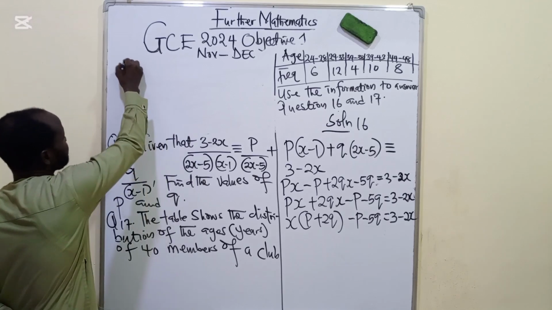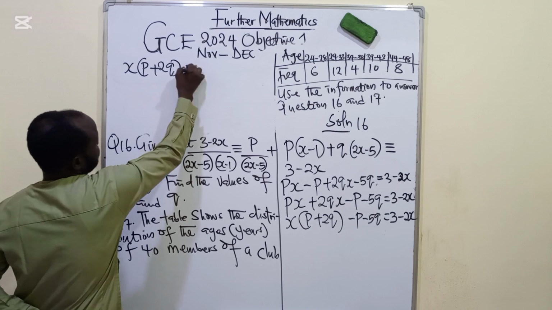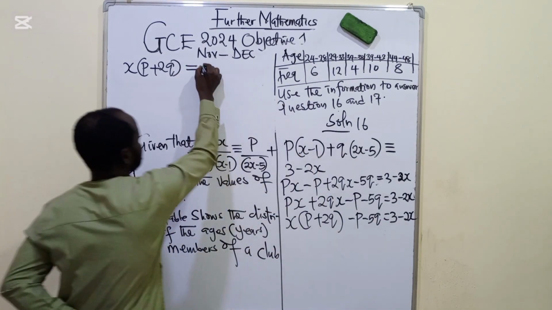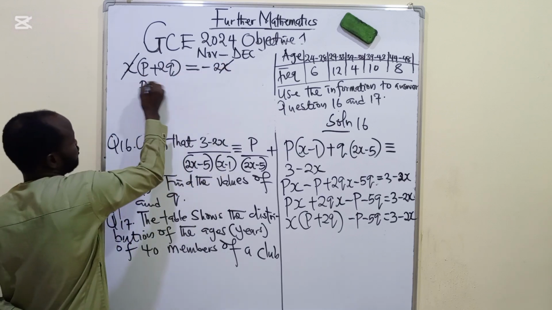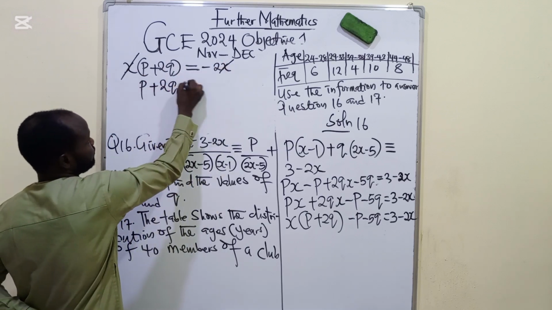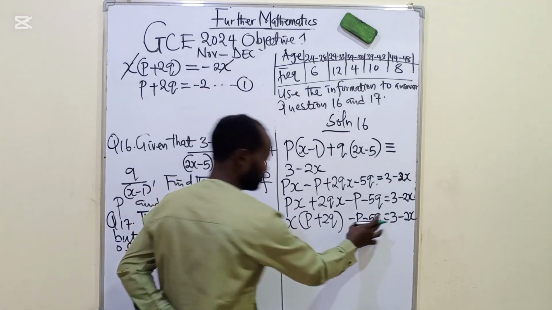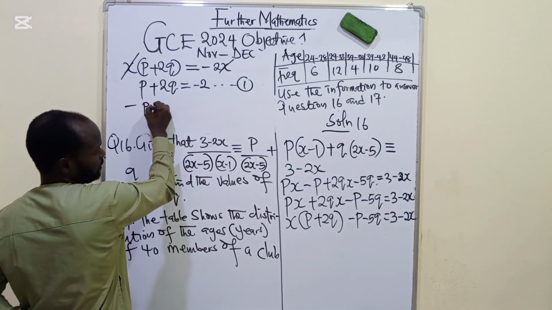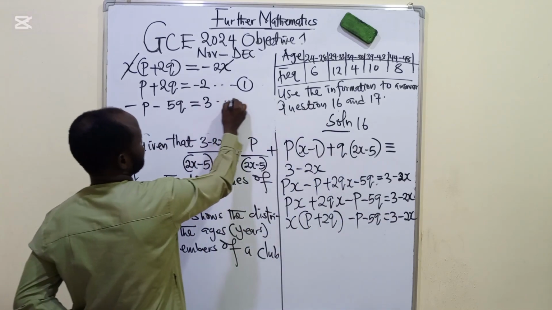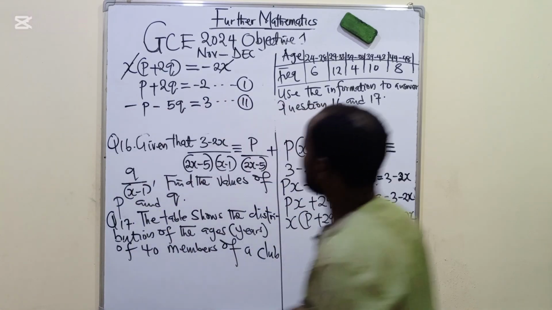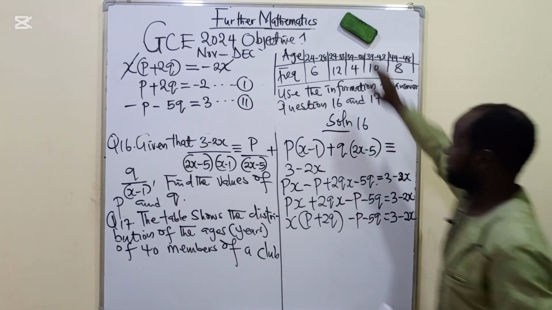So it means I will have x into p plus 2q equals minus 2x. The aim is so that we can divide through by x. We'll have the first equation: p plus 2q is equal to minus 2. This is now equation 1. Those without x, it will be minus p minus 5q equals 3. So we can call this equation 2. So we have a system of simultaneous equations here. So we have to solve for p and q respectively.